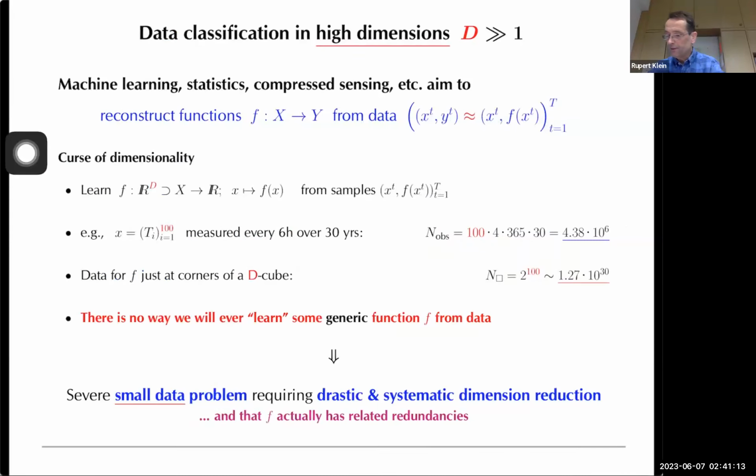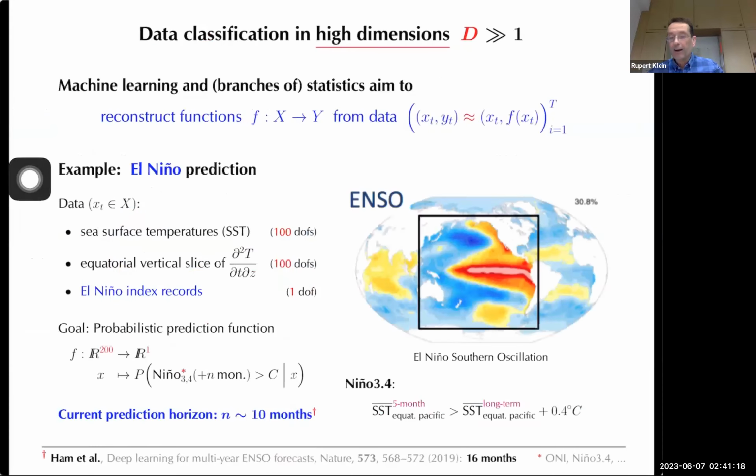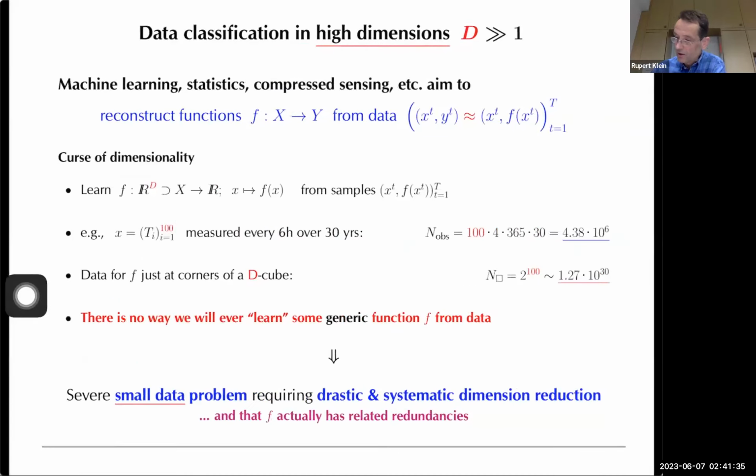Now, let me say something about the fact that typically you deal with even many more than 100 or 200 degrees of freedom when you want to learn such a function. Typically, you have very high dimensional functions that you want to learn. What I'm going to mention here goes under the notion of the curse of dimensionality. And let me explain what's behind that.